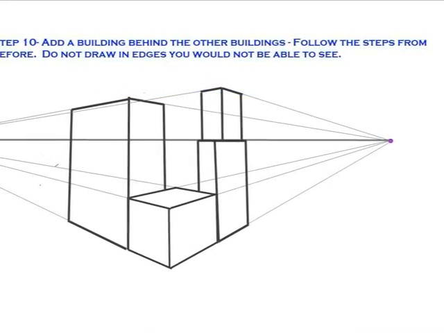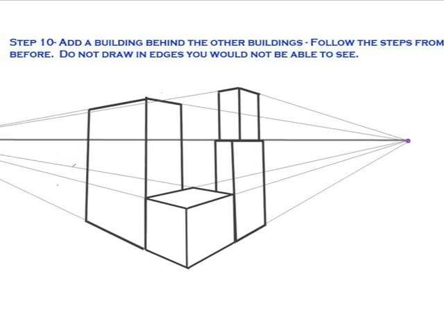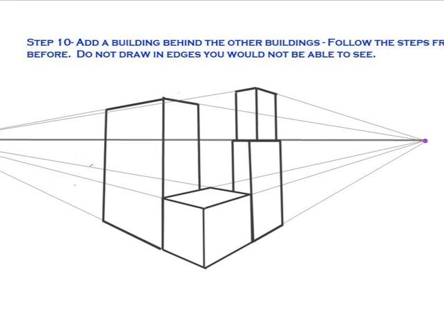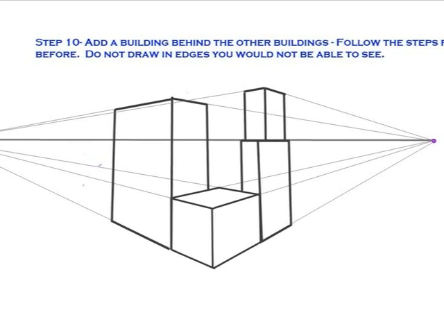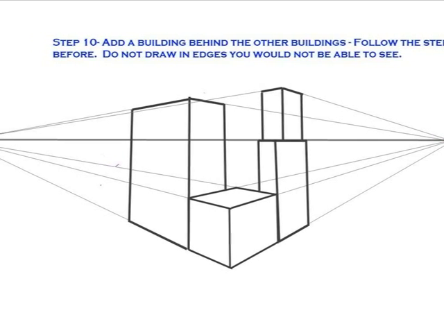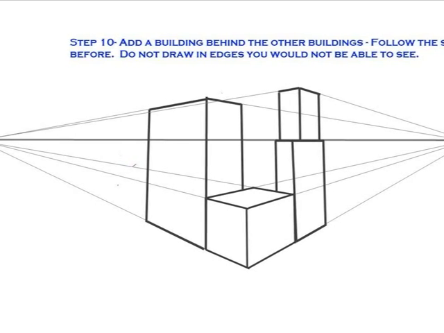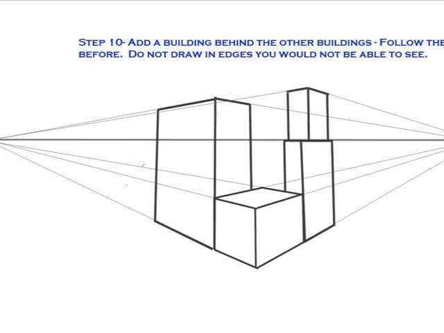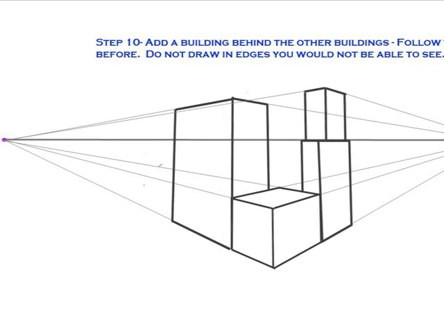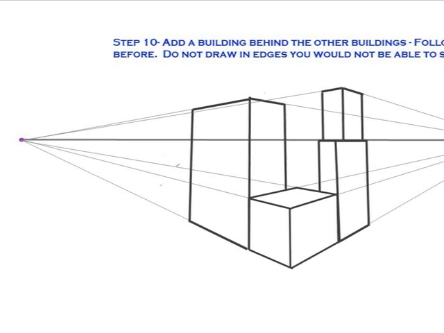Okay, the last requirement in this project is a building behind all the other buildings. So to make this building, I start once again with the front edge, and just be careful that you do not put any edges in that you wouldn't see. So as I draw this front edge, I'm going to stop here at the top of my other building because I won't be able to see those edges of the building because it's back behind the other buildings. Then I once again put in my guidelines from the top of that line to each of the diminishing points, and then use that guideline to finish drawing my building.